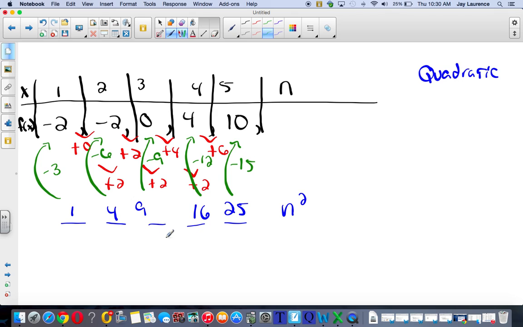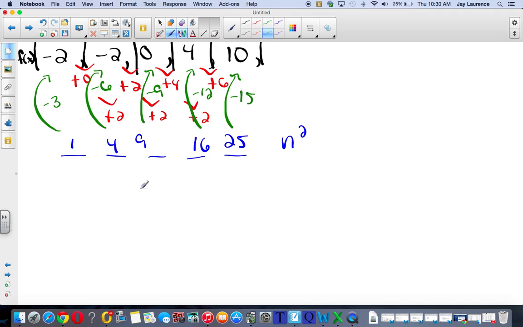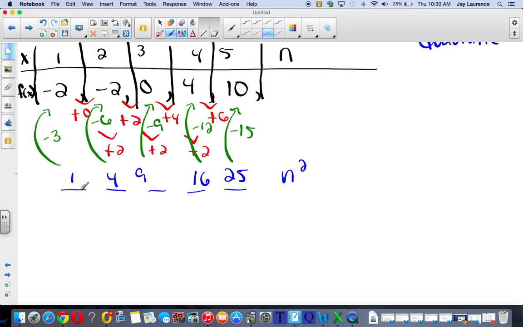That's a little bit weird. I have to subtract 3, 6, 9, 12, 15. What am I going to do on the nth one? Hey, wait a minute. Couldn't I think of subtracting 3 as minus 3 times 1? Because it's the first one.